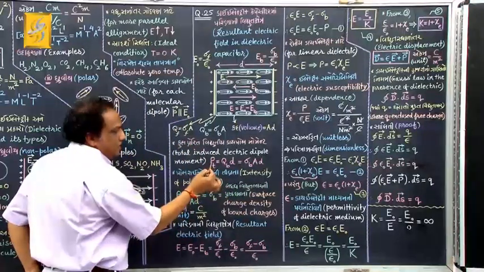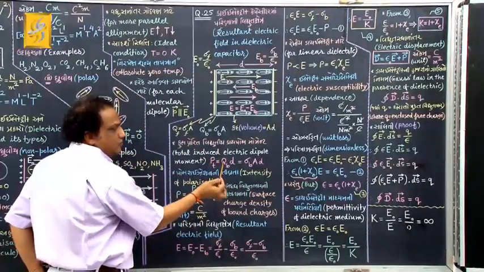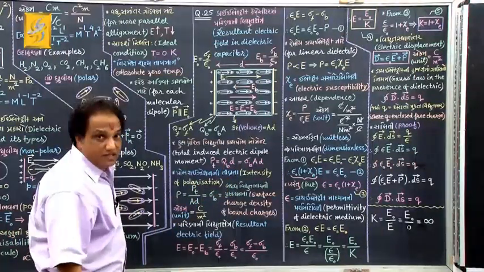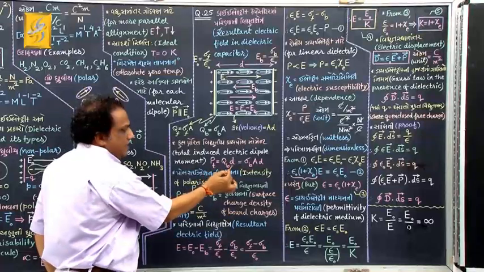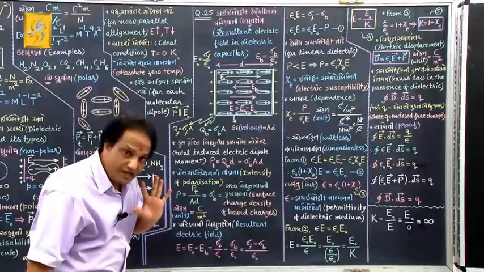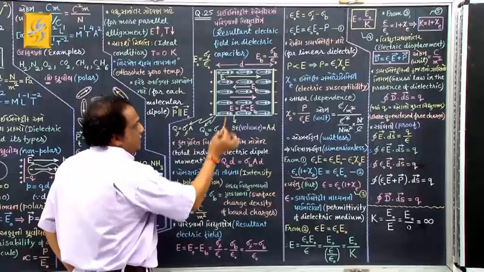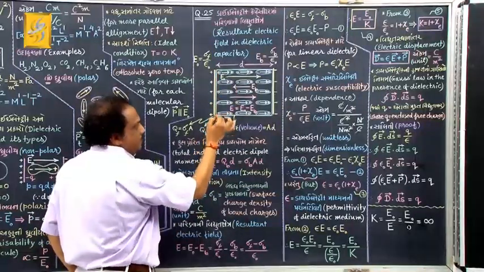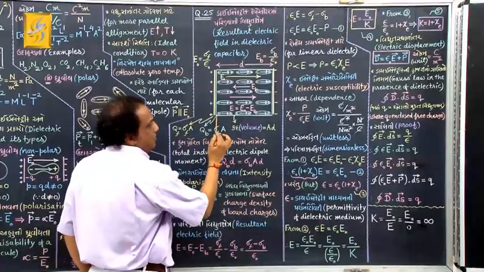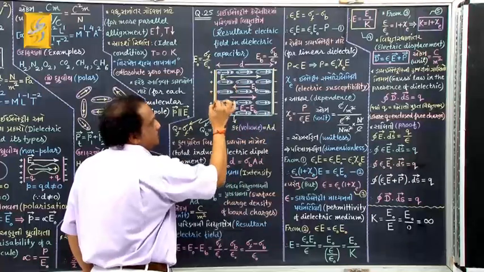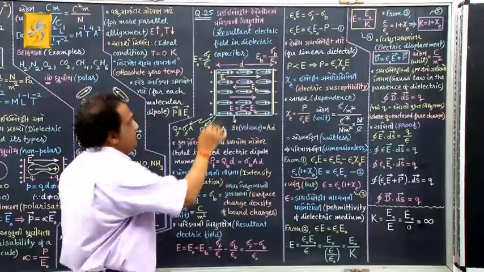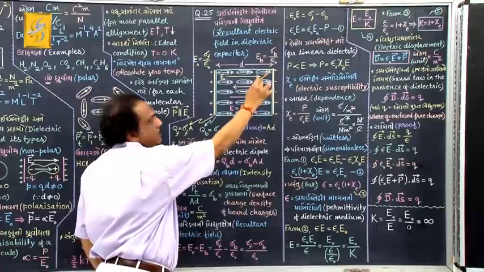If I want the total induced electric dipole moment, then I should express it by such a product of total bound charge on either face multiplied by the perpendicular separation between the two opposite bound charges, correct? Bound charge on one face of the dielectric medium is QB. So I am writing QB multiplied by the perpendicular distance between these unlike charges. These surfaces are having unlike charges.